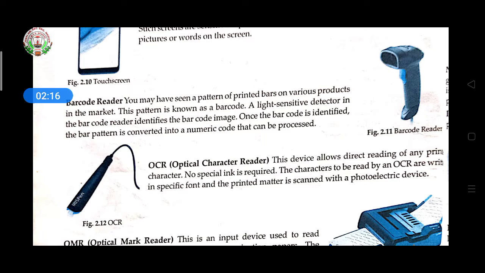So students, if you go to a mall or supermarket or mini market, at the billing side the man who is making the bill has a barcode reader in his hand. With the help of this, on every product cover a barcode is given, so it converts the barcode into a numeric code, and then it displays the product name, the quantity and the rate on the computer screen. So this is the use of the barcode.